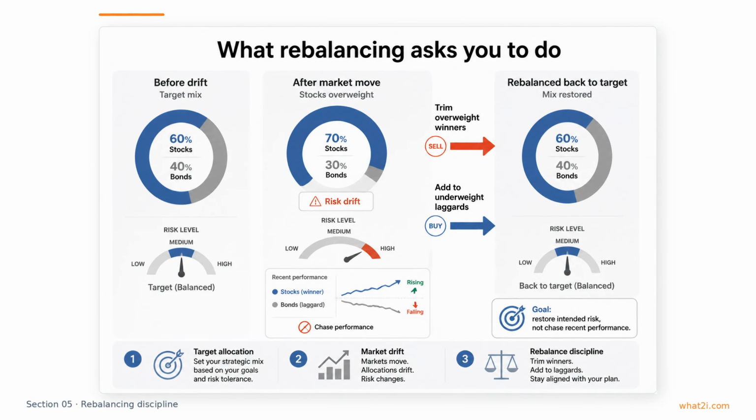But the purpose is not to reward what has already gone up. It is to control the portfolio's exposure. A target allocation expresses a chosen level of risk, and rebalancing preserves that choice. The discipline lies in remembering that the goal is risk control, not performance chasing.